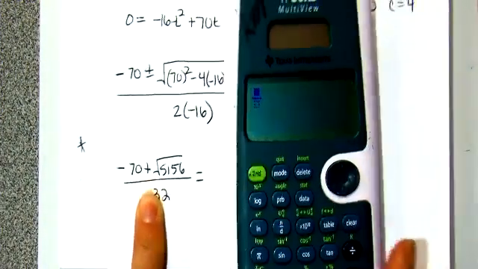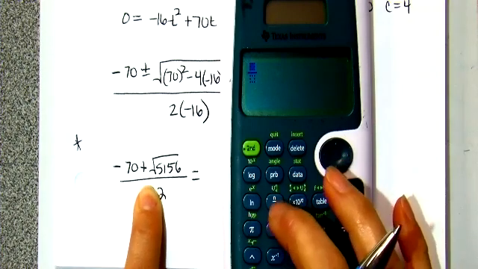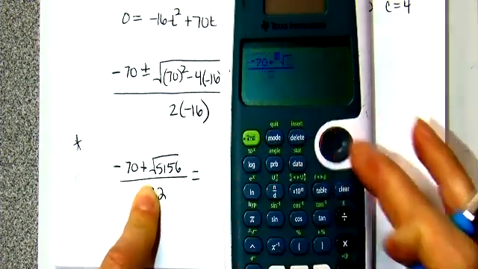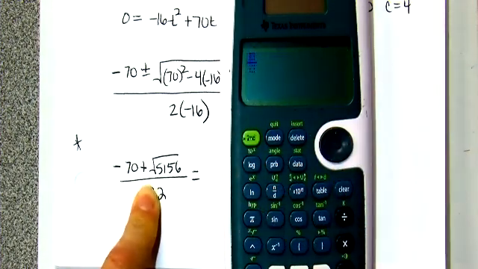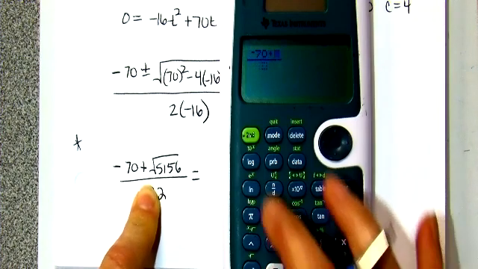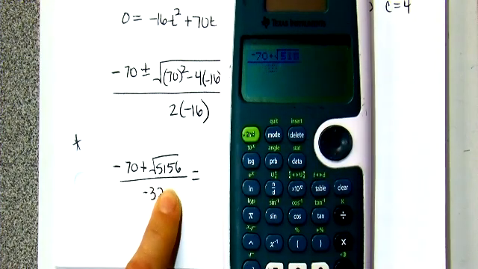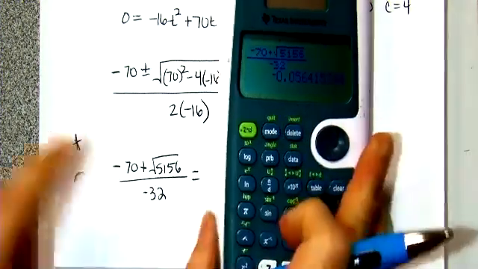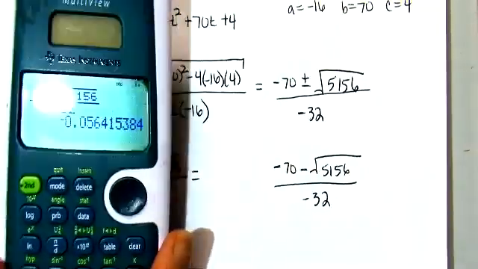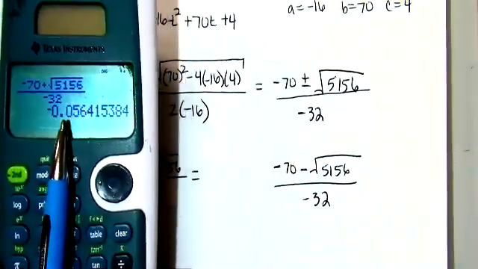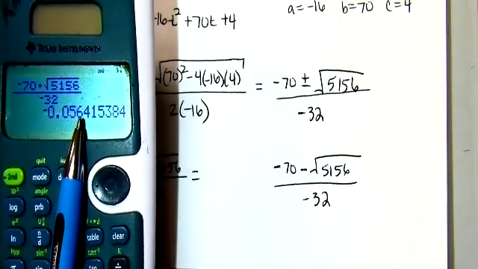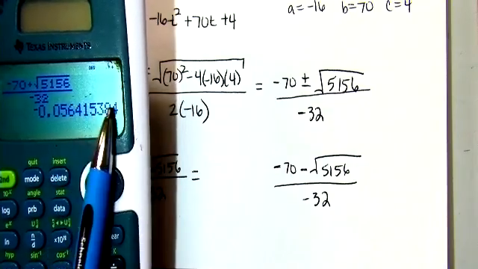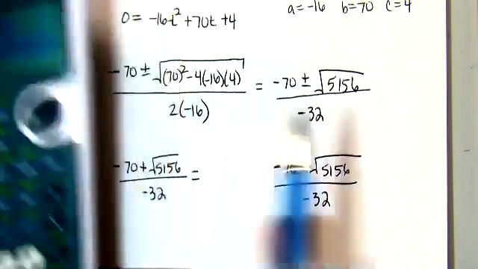So we're going to plug in our calculator using the fraction key, negative 70 plus, I hit the wrong square root button, so let me start over, negative 70 plus the square root of 5156 all over a negative 32. It's going to give you this right here. Let's round to the nearest thousandth. So maybe that's the three numbers, tenth, hundredth, thousandth. So since that's a 6, I would leave it the same, and then drop the rest off since to the right of that is less than 5. So negative 0.056.